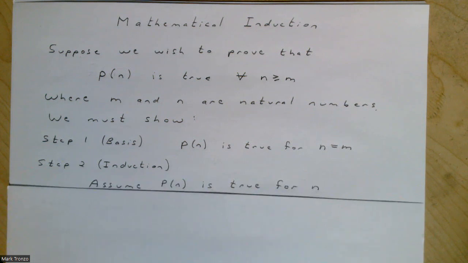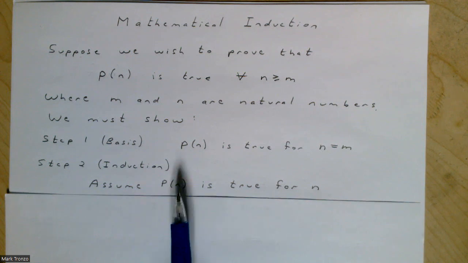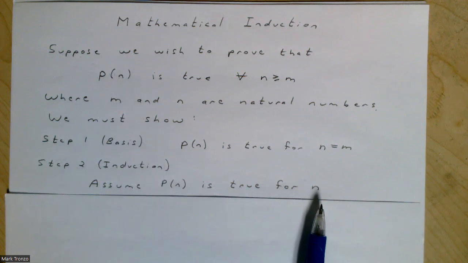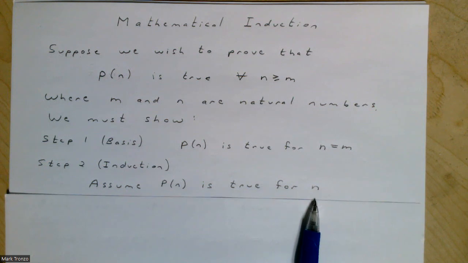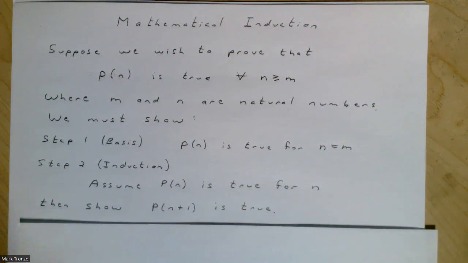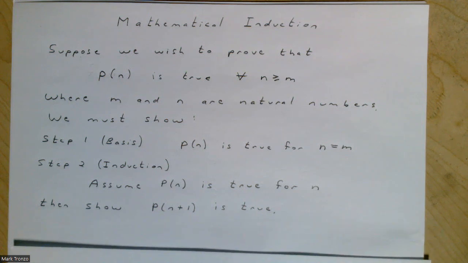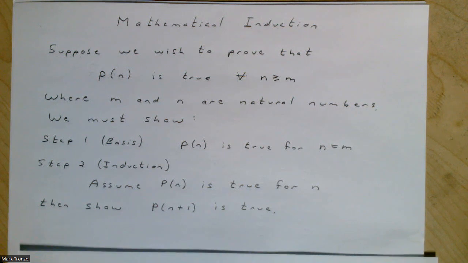And then we have to do the induction step. We're allowed to assume that this property is true for some given natural number n. And then show that it's true for n plus 1. And if you can show these two things, then the property is true for all n greater than or equal to m.